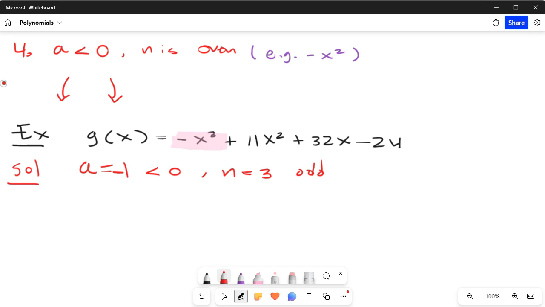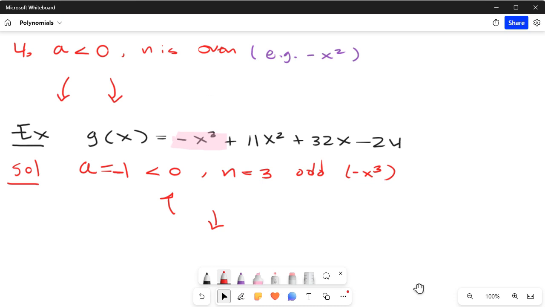Now in this case, if we wanted to know the end behavior, then for a negative odd, it would be the complete opposite of x cubed. So in this sense, just think of negative x cubed, because that's the behavior that it's going to mimic, where it rises to the left and it falls to the right.